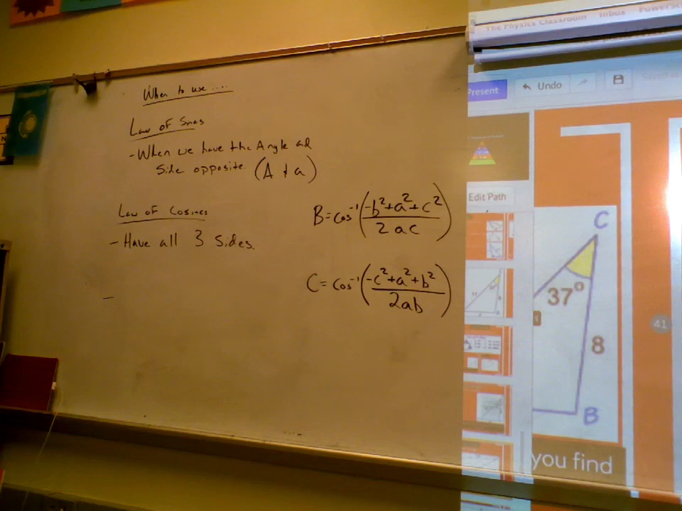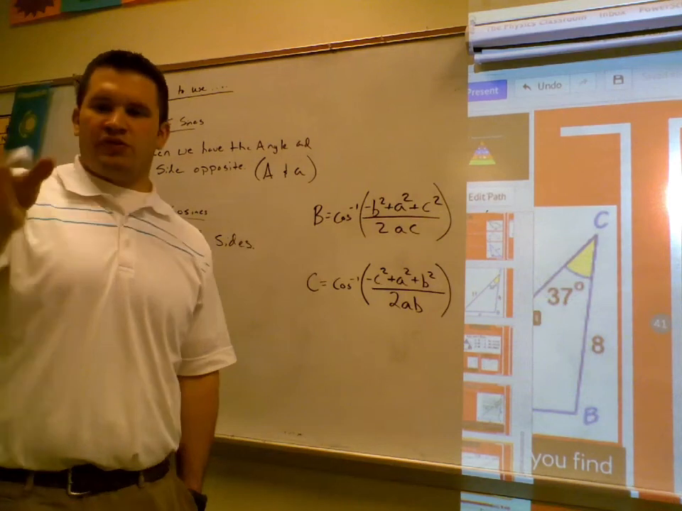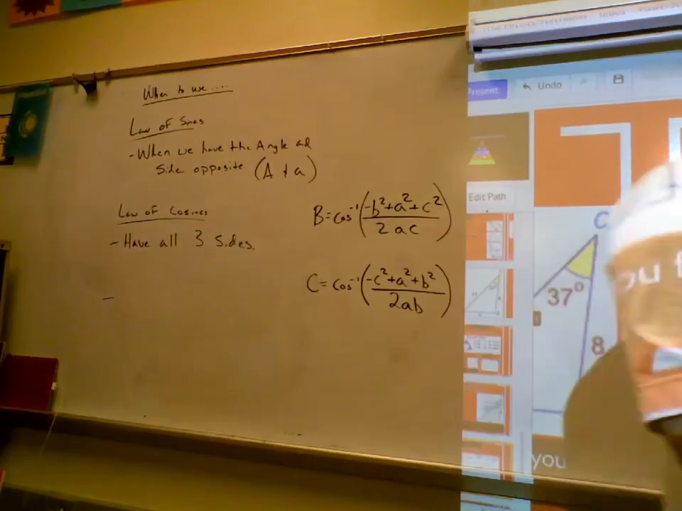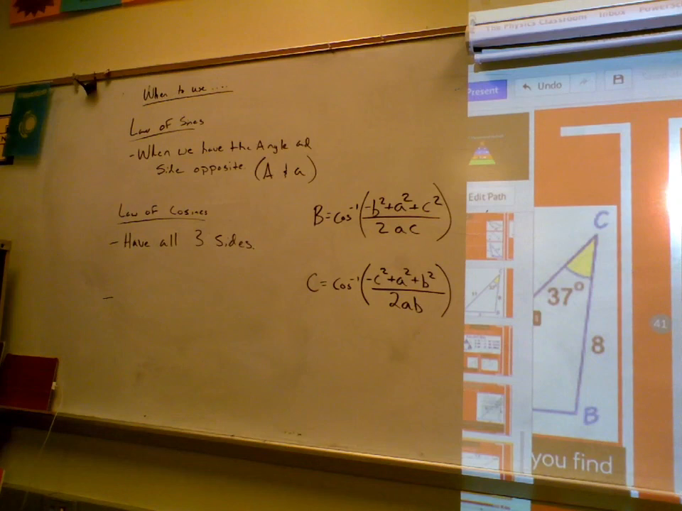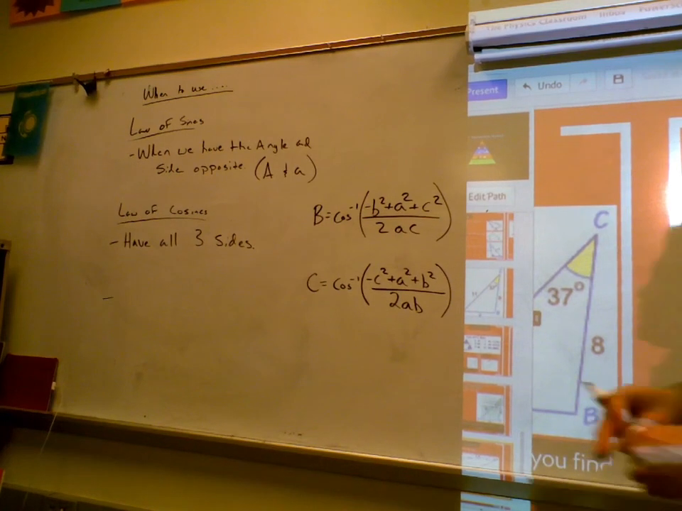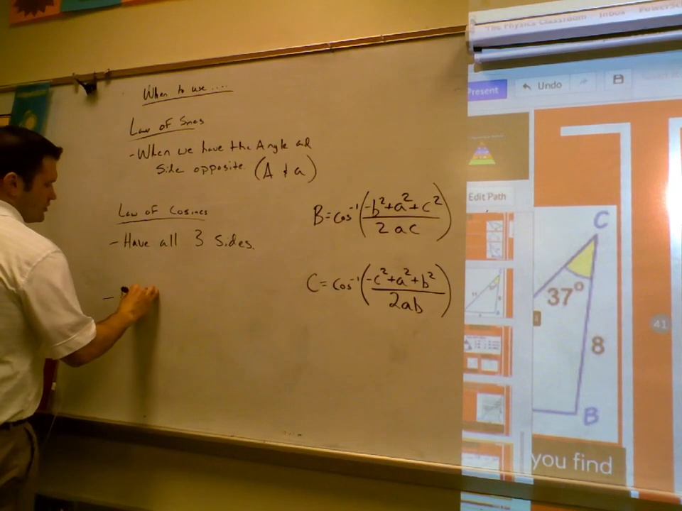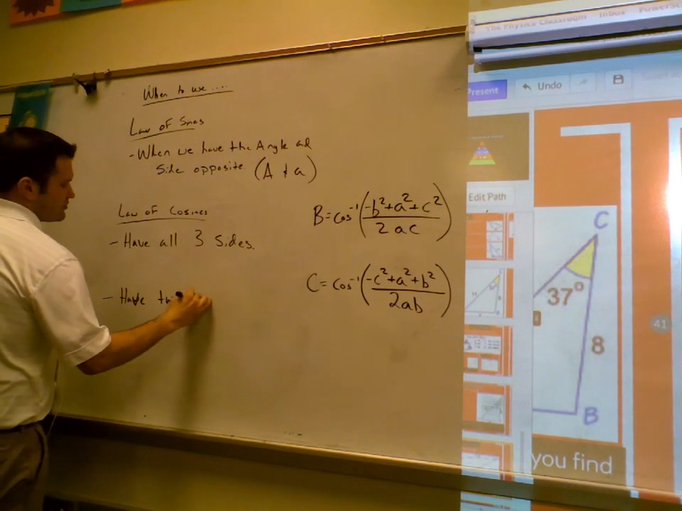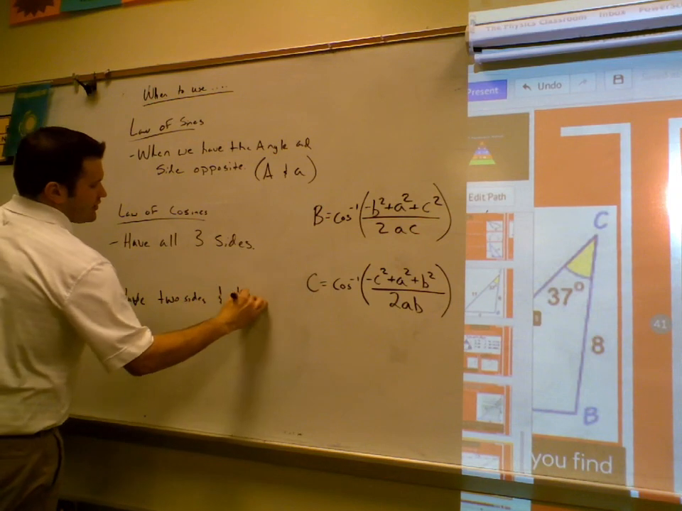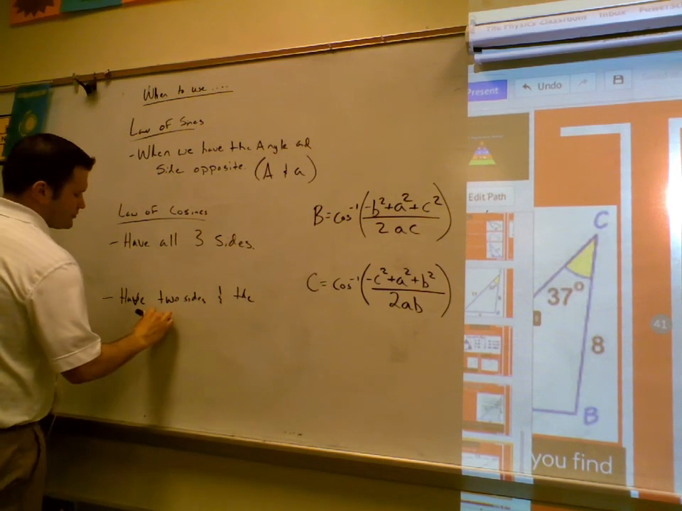What was the previous example? Two sides and one angle, right? And where's that angle? Look at the previous example, guys. Two sides, and the angle is where? Don't say C. It is C, but where is it compared to the two sides? It's in between them. Good. So if we have two sides and the angle between.